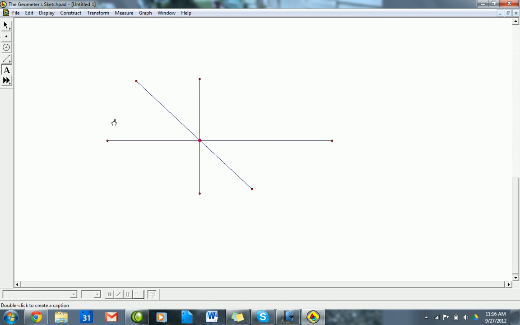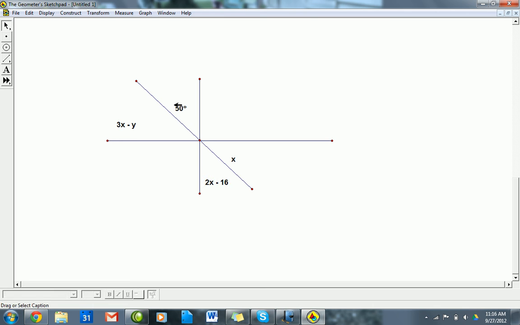Let's call this guy 3x minus y. Let's call this guy x. Let's call this guy 50 degrees. And is that enough? Let's call this guy 2x minus 16. All right, so we're going to try to solve for x and y.